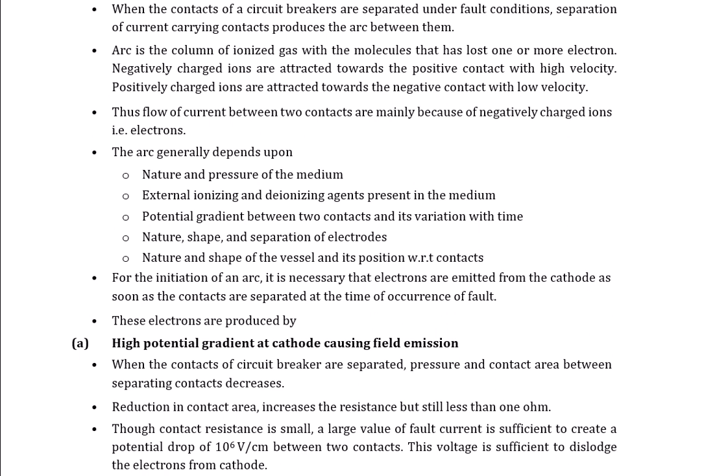Okay, so these are some parameters upon which the arc depends. To quench this arc, we have to work on these parameters, or we can say work on these points, so that we can quench the arc as soon as possible. Because if we do not quench the arc, then it will create a problem, and it will damage the circuit breaker.